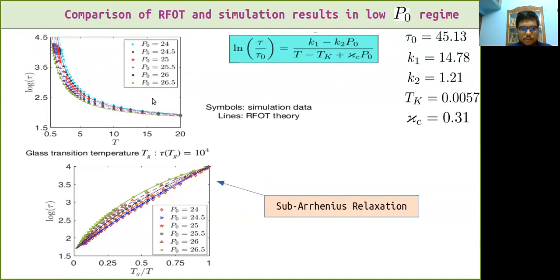As you can see, this match is remarkably good. The match between the simulation data and this RFOT formula is quite good. And one of the remarkable properties of this type of system is that in the low P naught regime we get this unusual subarrhenius relaxation, whereas in the point particle system we usually get superarrhenius relaxation, where the curve falls on the other side of the graph.